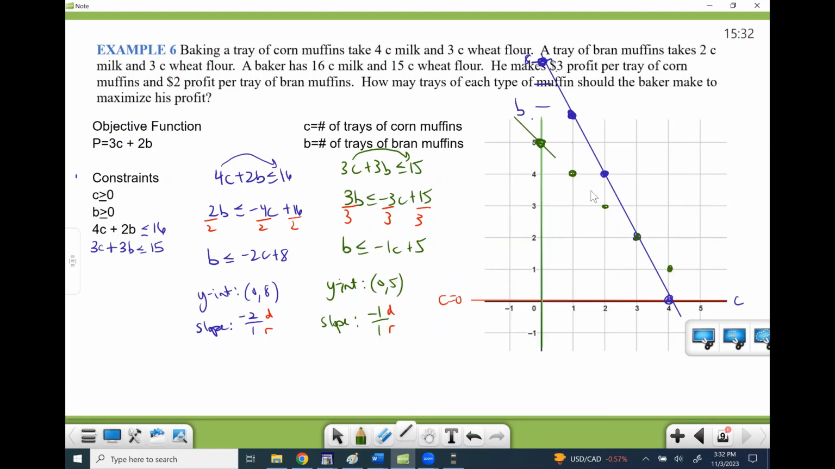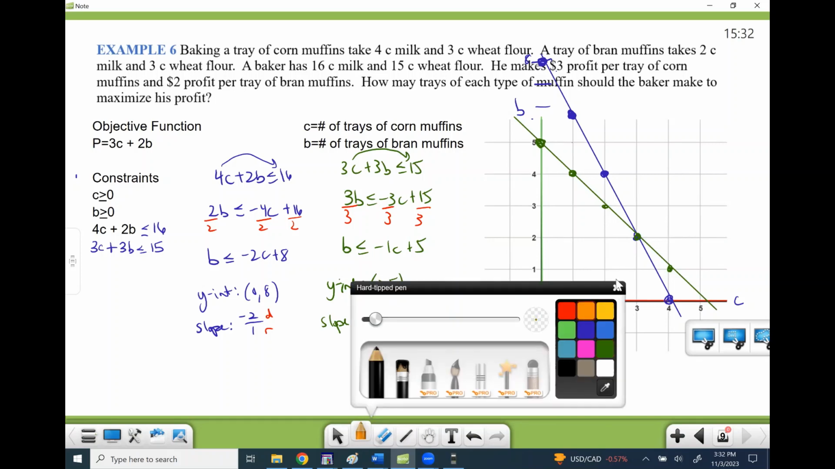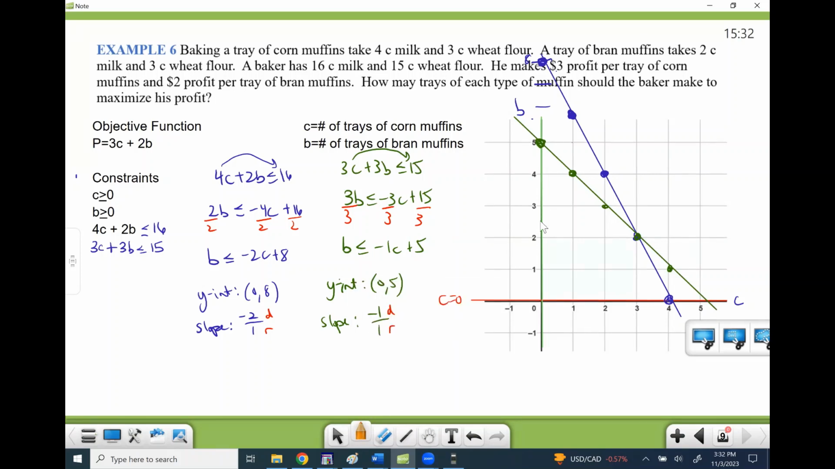Now we actually got lucky here as far as finding where they intersect because we drew such a perfect graph. But I'll show you how to find it in case you don't have a perfect graph, okay? So the feasible region is going to be, now this is also a less than, right? So it's below that one too. So we said we're in quadrant 1 because we have to be greater than 0 for both the bran muffins and the corn muffins, but we're below both lines. This must be our feasible region then.